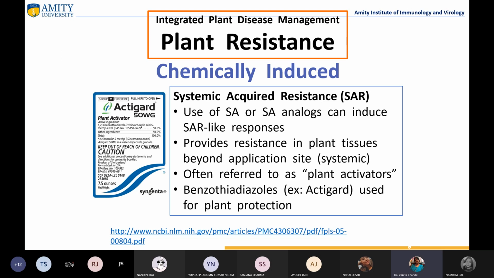Certain chemicals can also induce this systemic acquired resistance. What does that mean? We can use some salicylic acid analog which can induce SAR-like responses in the plants, right? So they provide resistance in plant tissues, systemic resistance beyond the application site, and they are often referred to as plant activators. For example, one is ActiGuard, which is benzothiadiazole, which is used for plant protection. So such chemicals are also available which can induce such SAR-like responses in the plant. It can be done in the field, right?